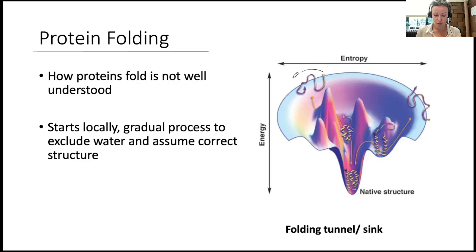You see that these proteins kind of start completely unfolded, then maybe some parts of secondary structure start to form, get us into a lower energy structure, and eventually we find that lowest energy structure, this protein's native or normal structure.